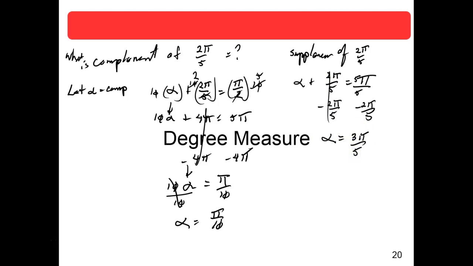Now, back up just a little further. Pi tenths is certainly an acute angle, right? And 3/5 pi is obtuse because the 2/5 pi is acute. Remember, anytime you have supplementary angles, most of the time one's going to be acute and one's obtuse. These both have to be acute. Verify that. Okay, good deal. That was example 2A.